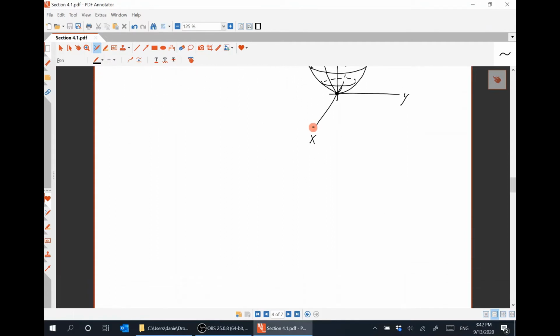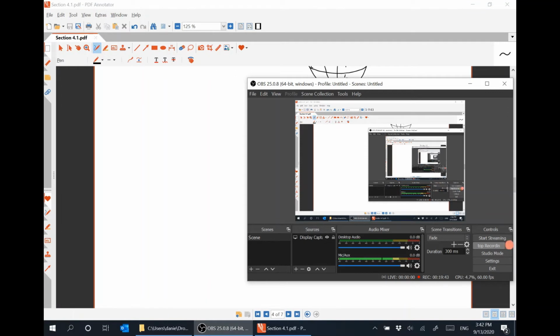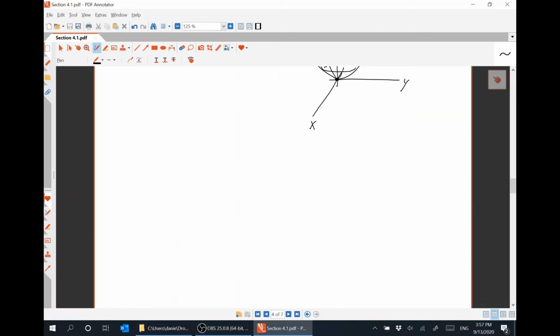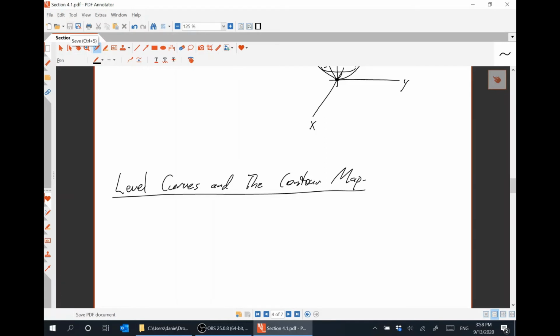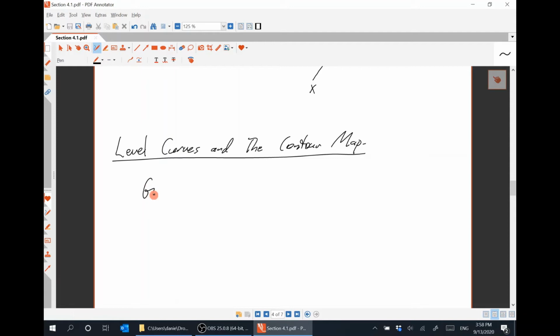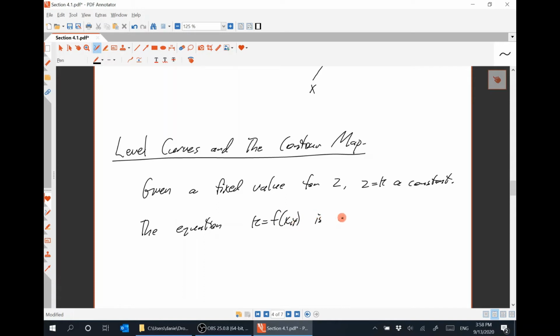There are other ways to visualize a graph, and consider the following. The second way is called level curves and the contour map. Level curves are a lot like what we were talking about with quadratic surfaces, just more specific. Given a fixed value for z, z equal to k, a constant, the equation k equal to f(x,y) is a curve in the xy plane.